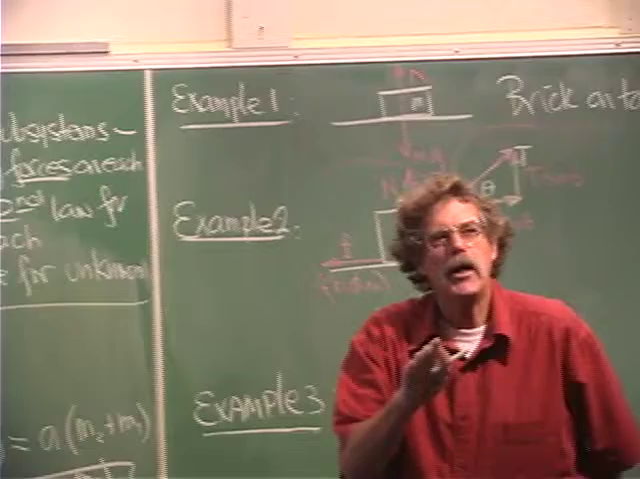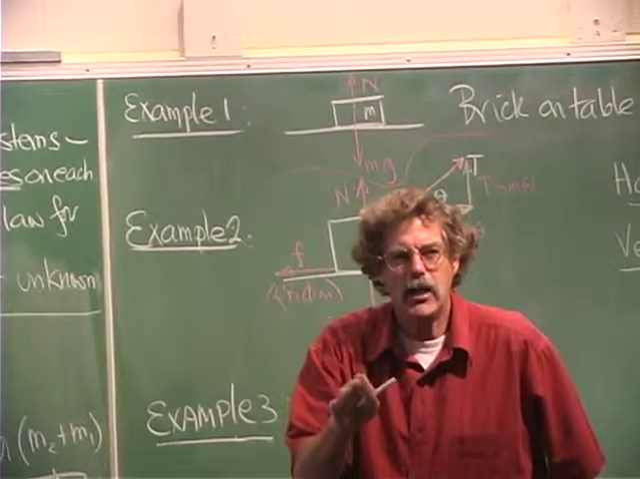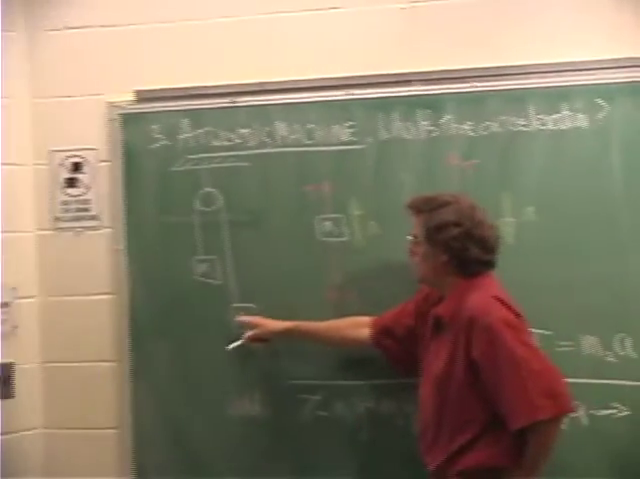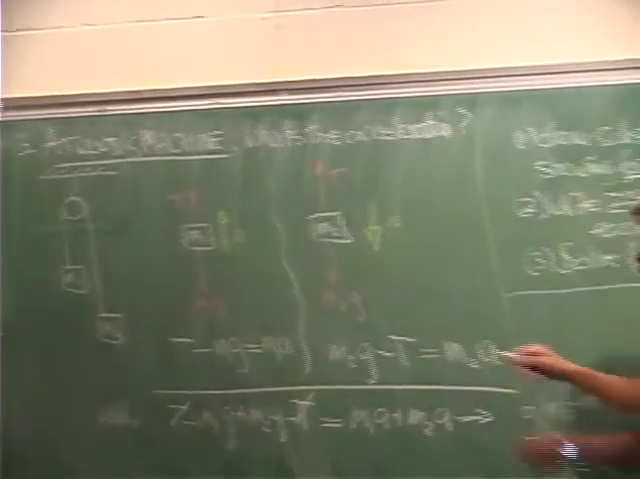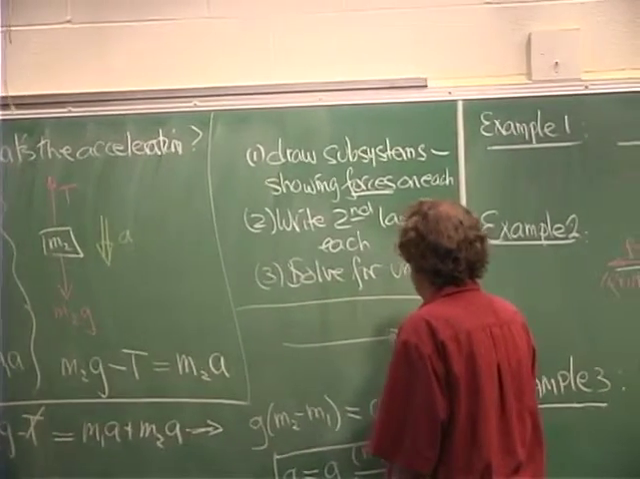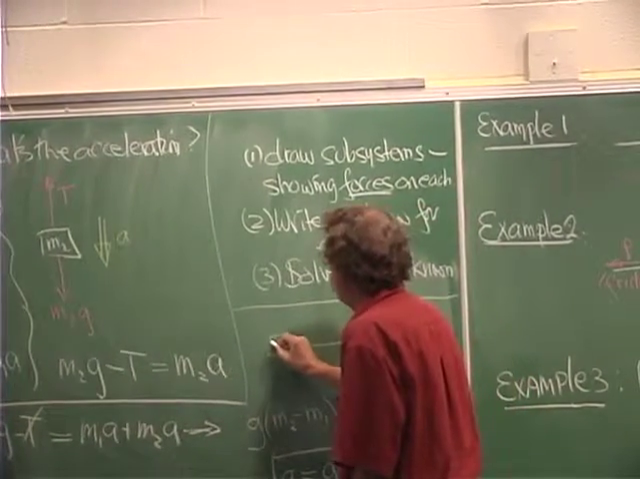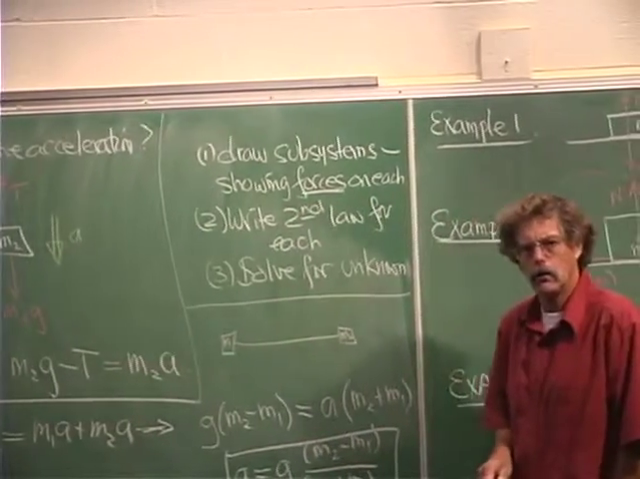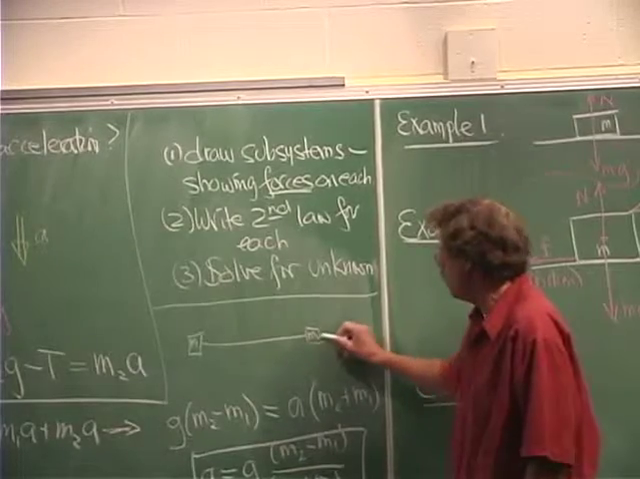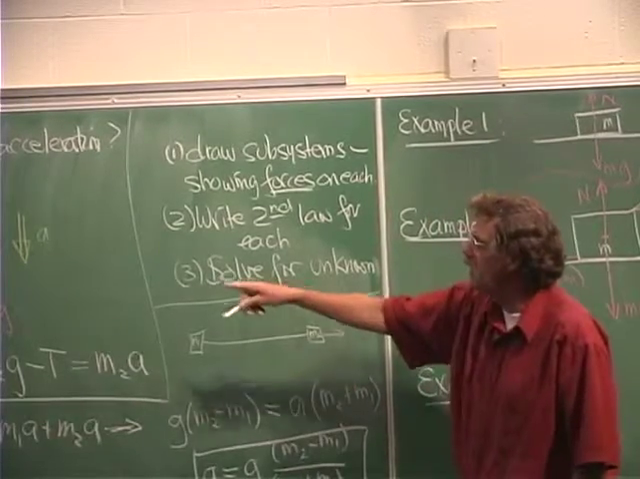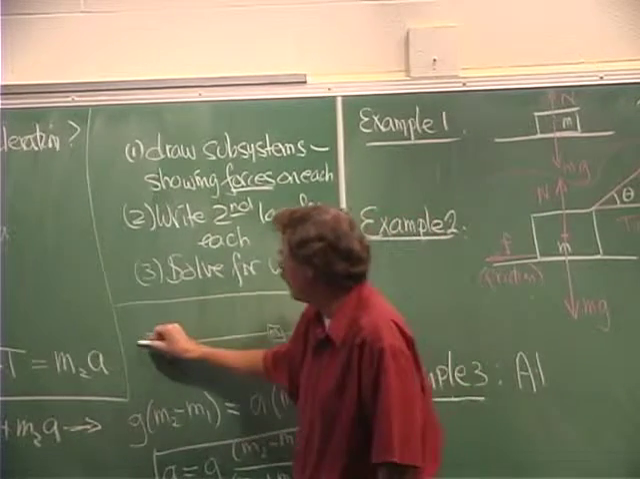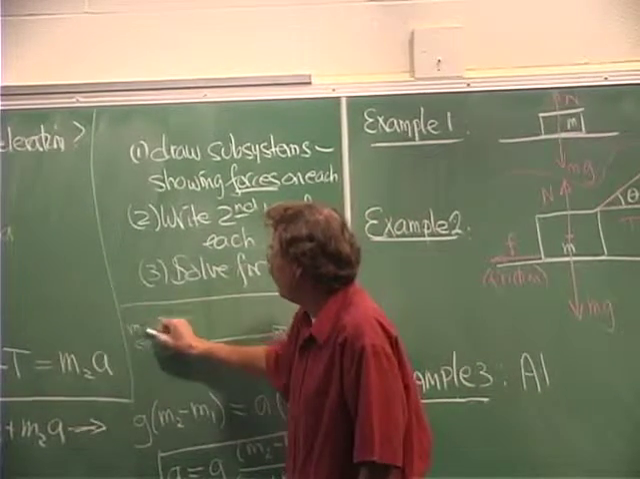If what I'm about to say bothers you, don't pay any attention. It bothers me, actually. But this is the way this guy told me he was taught in high school: take Atwood's machine and spread the whole thing out. So I've got M2 over here and M1 over here. Now I have a system whose total mass, M1 plus M2, is being pulled to the right by gravity, M2g, and pulled to the left by gravity, M1g.